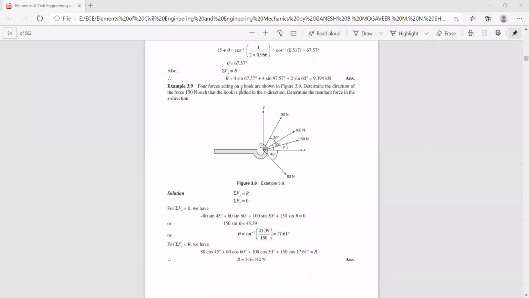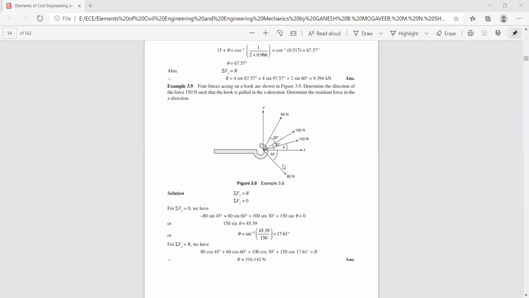Four forces acting on a hook are shown in the figure. Determine the direction of the force 150, that means you need to find this angle such that the hook is pulled in the x direction. You need to find the magnitude of the resultant also. Now let us put these two conditions. Sigma f of x should be equal to the resultant, since the resultant is acting along the x direction, and hence sigma f of y is obviously 0.